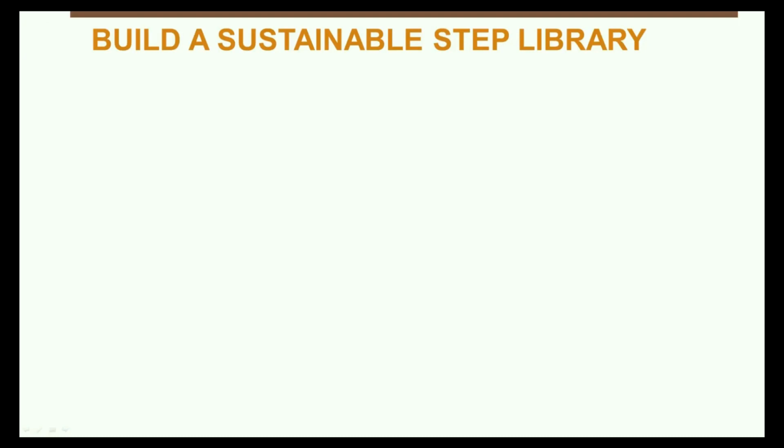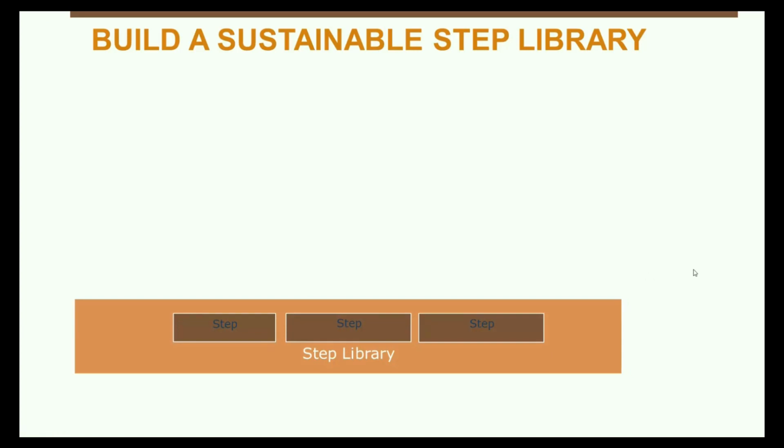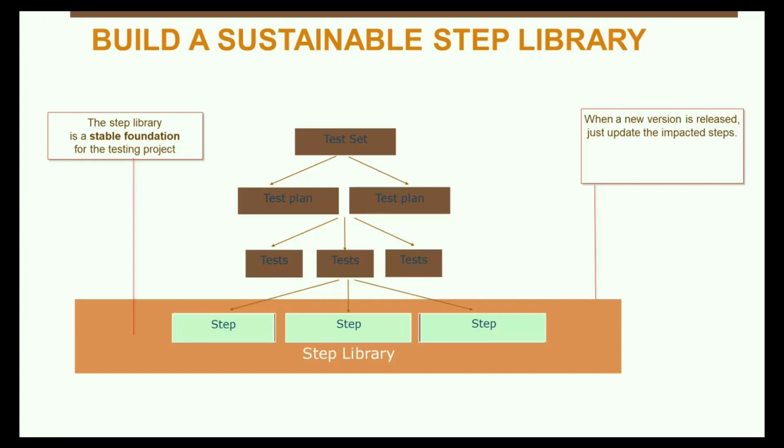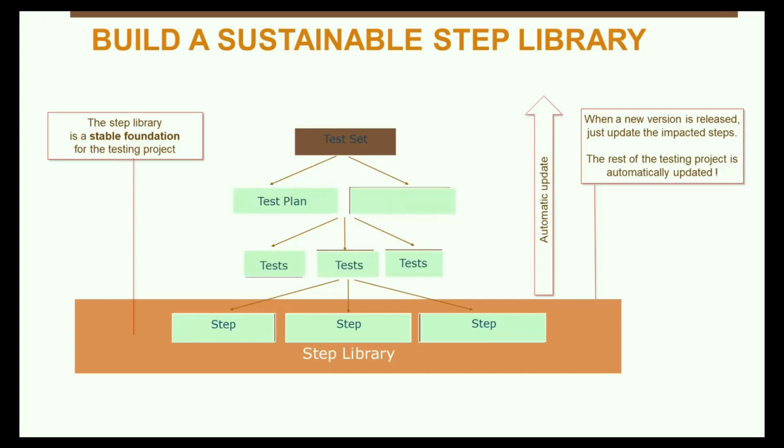Now, just like we had a library of objects, we also have a library of something that we call a step. In AscentialTest, we're going to build our tests with building blocks that we call steps. And so we're going to build up a step library, and all of our tests are going to be built upon that library. It's a stable foundation upon which to build our tests. When a new version is released, we update the impacted steps, and all of the tests are automatically going to be updated. So again, another opportunity for us to reduce the cost and the level of effort of maintaining your tests. It makes you more productive.